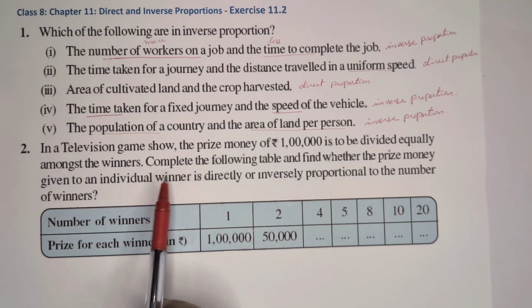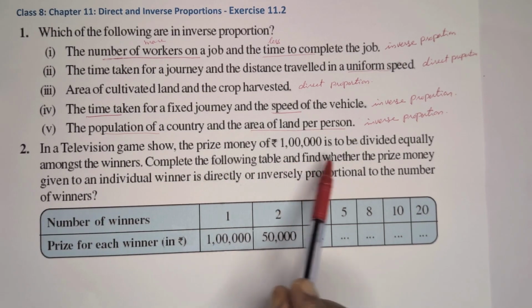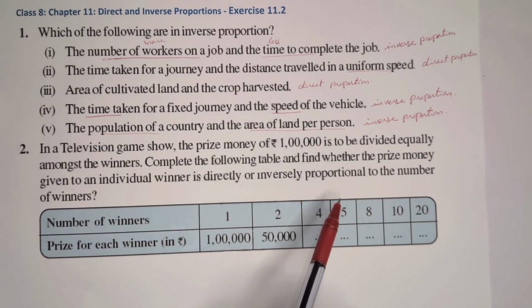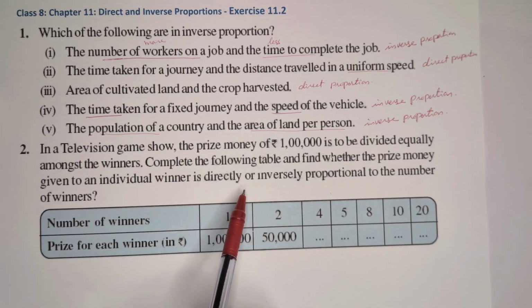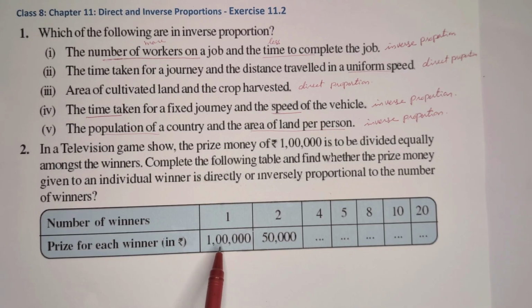Second question. In a television game show, the prize money of 1 lakh is to be divided equally amongst the winners. Complete the following table and find whether the prize money given to an individual winner is directly or inversely proportional to the number of winners. If one winner, that person will get 1 lakh. If 2 winners are there, then 50,000, which means it's inversely proportional. It is an inverse proportion.